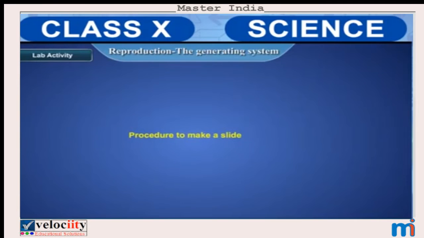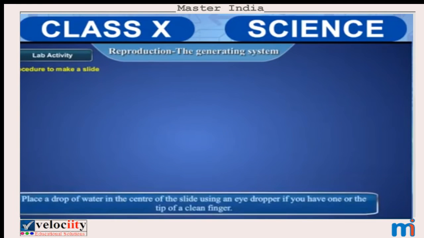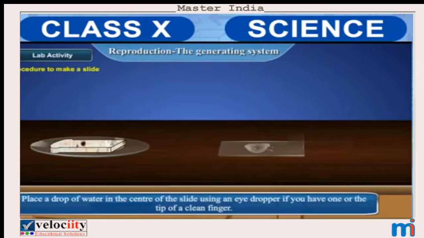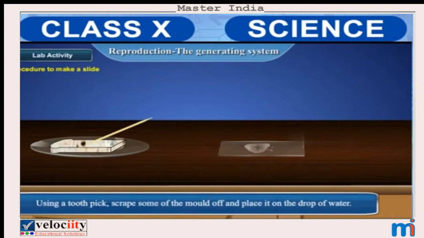Procedure to make a slide. Place a drop of water in the center of the slide, using an eyedropper, if you have one, or the tip of a clean finger. Using a toothpick, scrape some of the mould and place it on the drop of water.